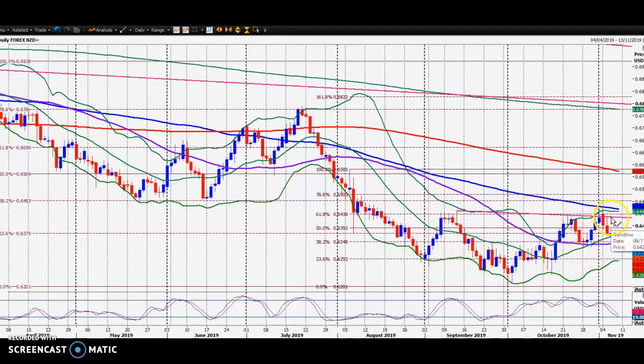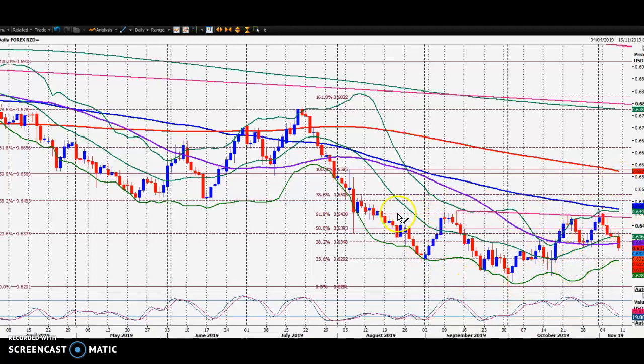So I thought the break above the neckline here at around 64.30 was going to be bullish. Now we broke up, we didn't close the day above it. We hit the 100-day moving average, and that brought the sellers in. So no daily close above the neckline, and then we've plunged. So clearly this pattern has not materialized. I think we need to forget about that now.